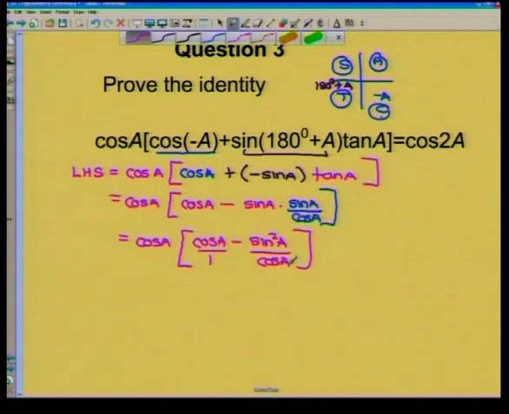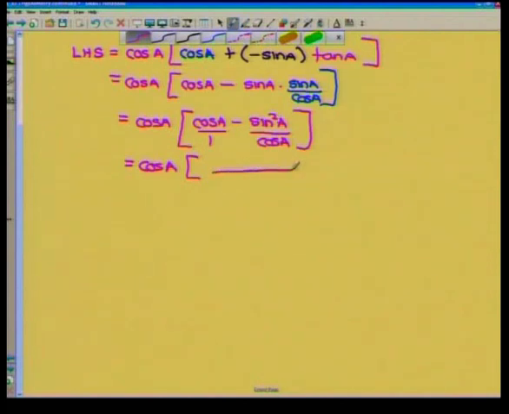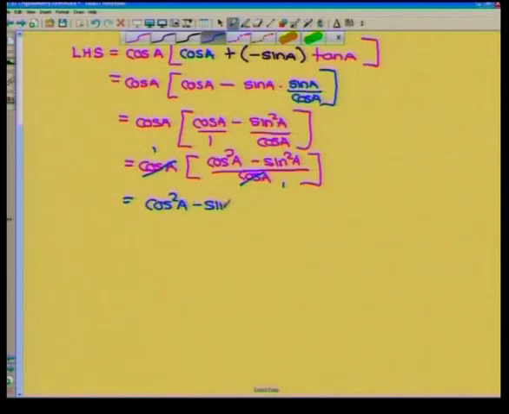Basic algebra then says to me, let's take a common denominator here. So we have cos A, and over here we can put it all over cos A, and it's going to become cos squared A minus sine squared A. Sure, this is looking good, because now I can see that this cos A and this cos A divide out, leaving me with cos squared A minus sine squared A.